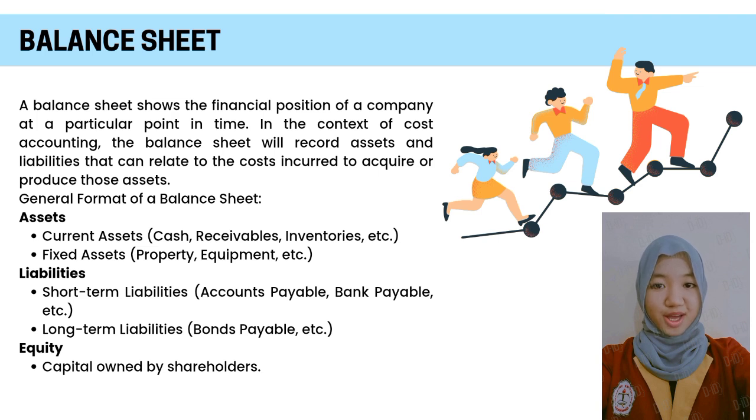General format of a balance sheet. Assets. Current assets: cash, receivables, inventories, etc. Fixed assets: property, equipment, etc. Liabilities. Short-term liabilities: accounts payable, bank payable, etc. Long-term liabilities: bonds payable, etc. Equity. Capital owned by shareholders.